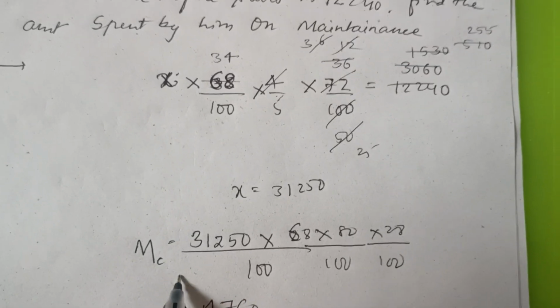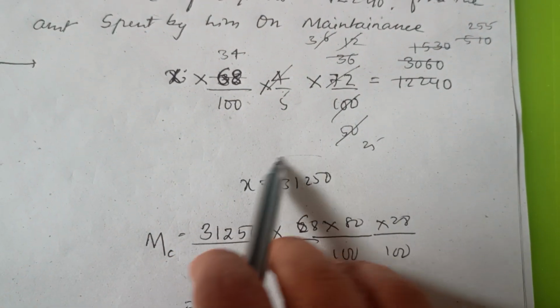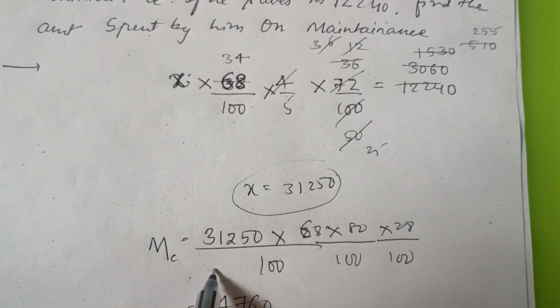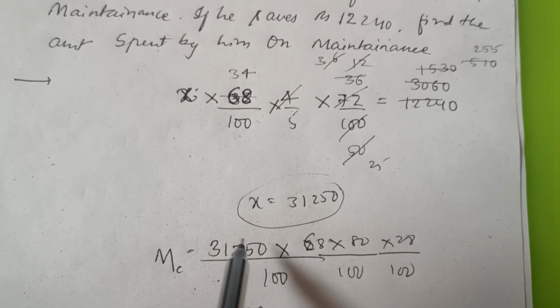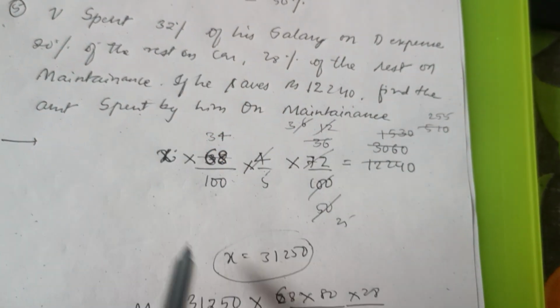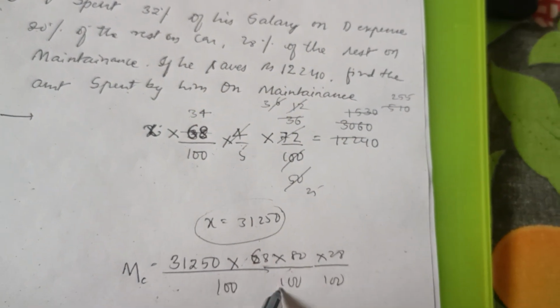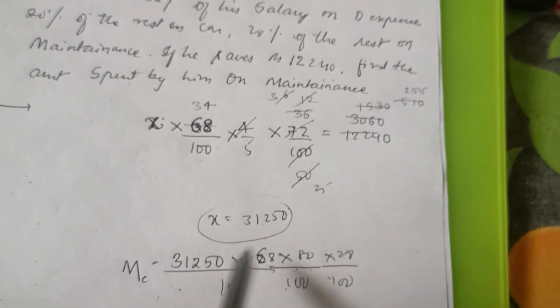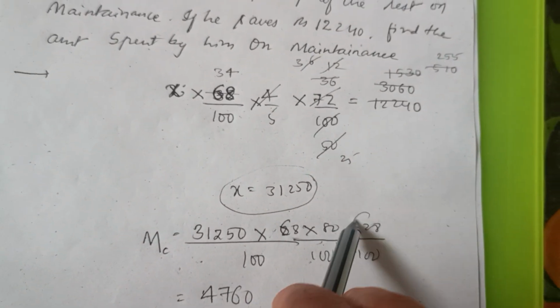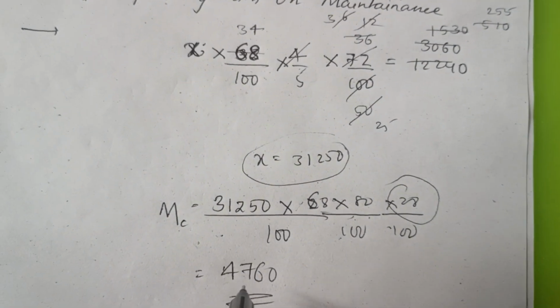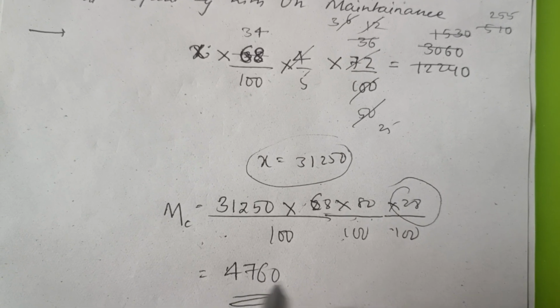So on maintenance, we take his total salary, that is 31250, and multiply this by 68 by 100 and 80 by 100 into 28 by 100, so we will get the amount he spent on maintenance. Okay, so that will be 4,760.